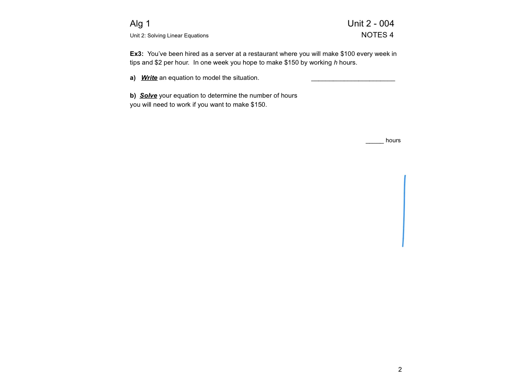All right, you've been hired as a server at a restaurant where you will make $100 every week in tips and $2 per hour. In 1 week, you hope to earn $150 by working 8 hours. So let's see. You make a consistent or begin value of $100, $2 per hour, and $150 you make in 1 week.